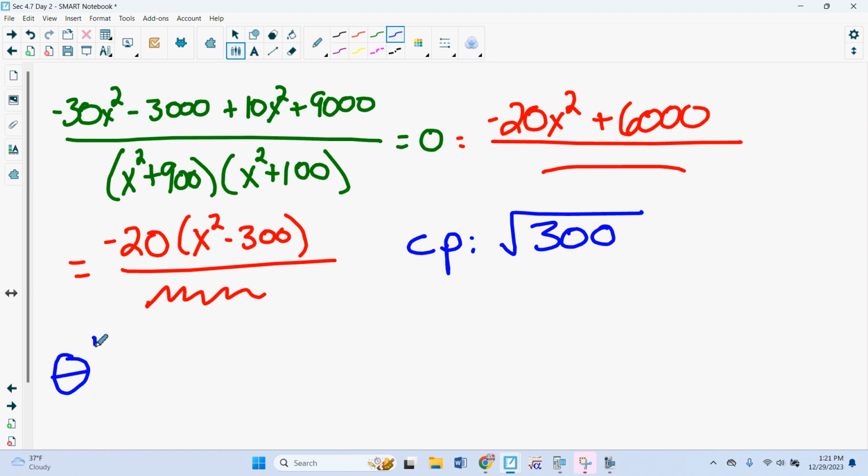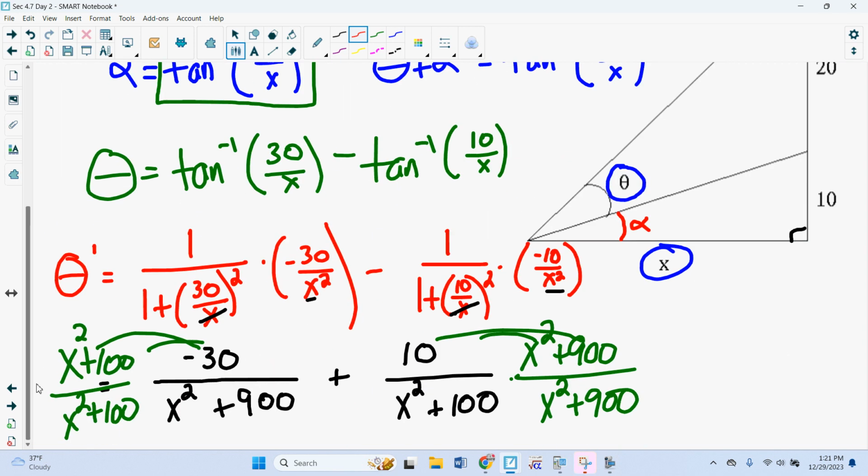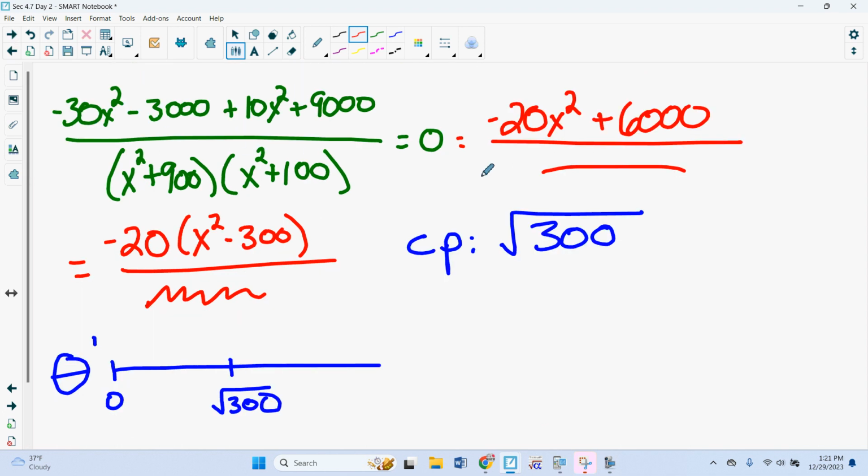So I'm going to do sign analysis. Once again, we can't go below 0. The square root of 300. Now, as we do sign analysis, we're going to go back to here. And remember, the bottom's always positive. Okay. The top's always negative.